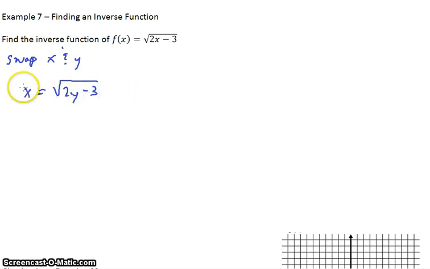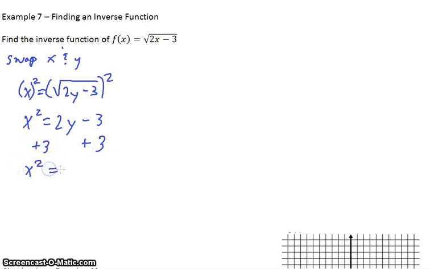So now we have to solve this for y, so I need to square both sides. And you're left with x squared equals 2y minus 3. Now we have to get y by itself still. We add 3. We get x squared plus 3 equals 2y. Divide by 2, that means everything we divide by 2. So my inverse function is 1/2 x squared plus 3/2.